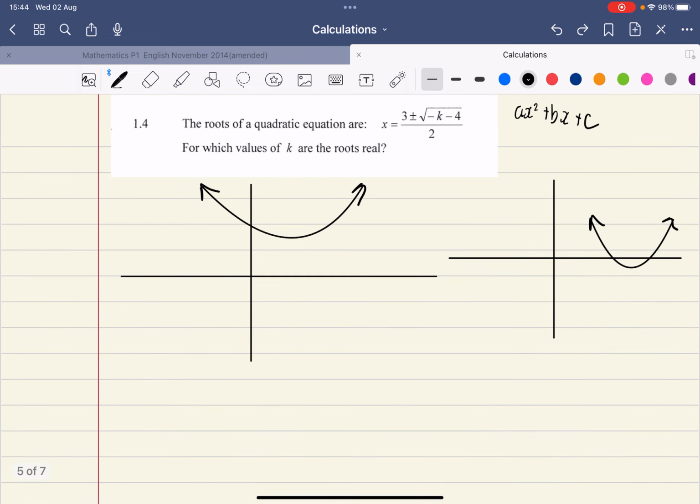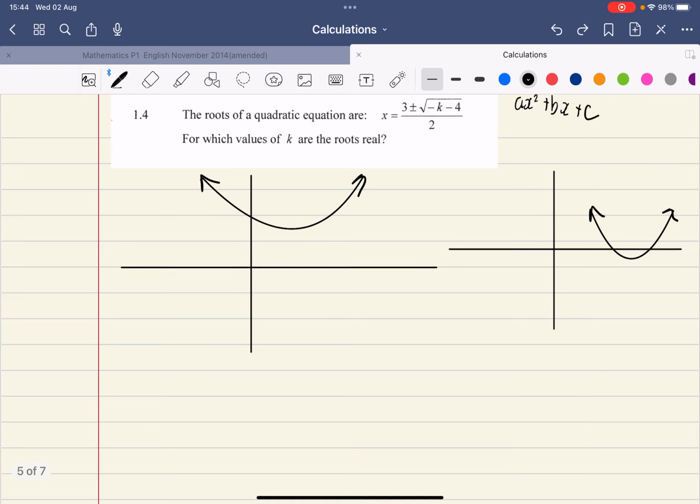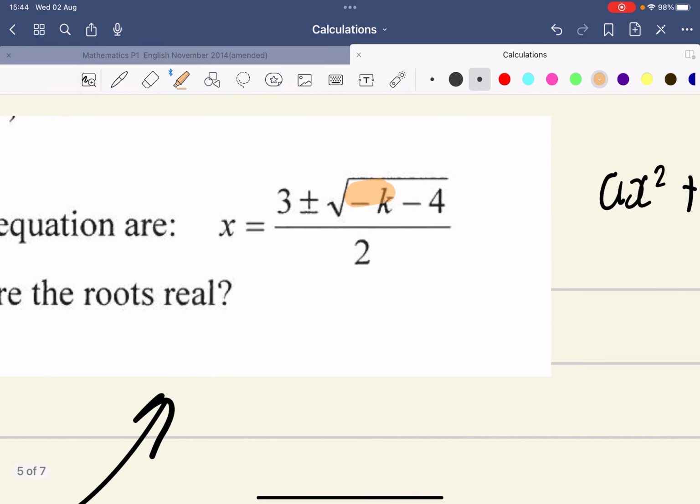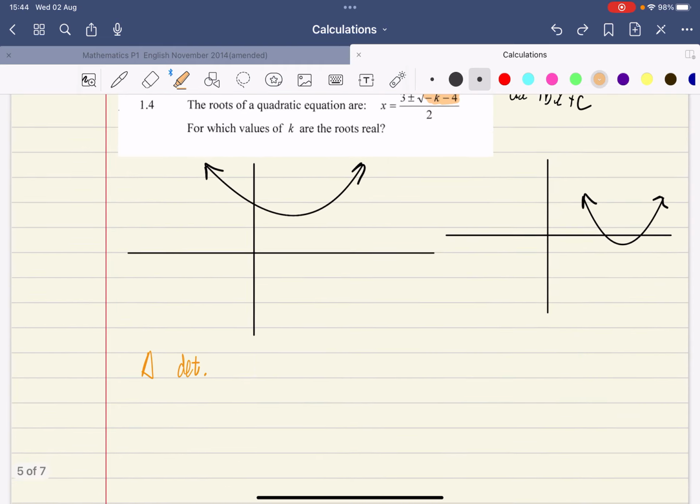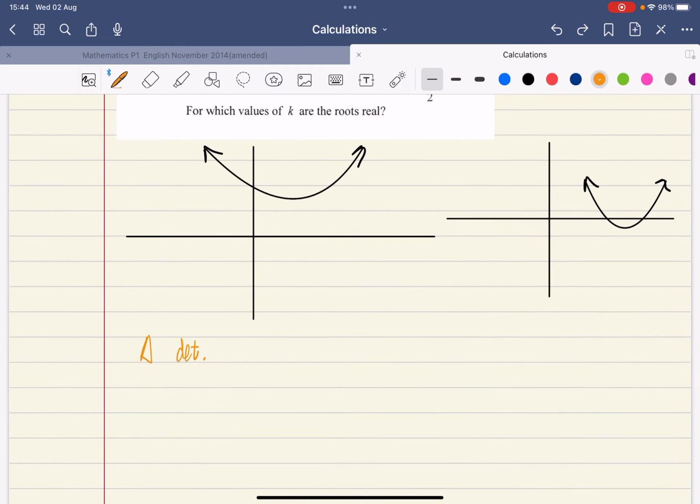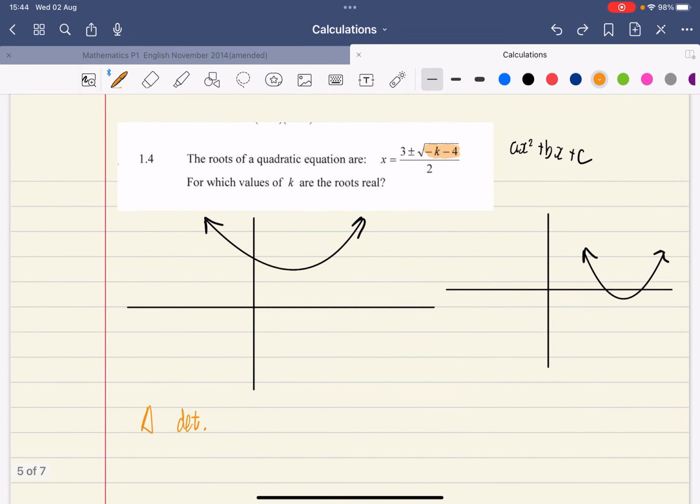Now, there's a very neat trick to figure out if a quadratic formula for a given quadratic will have real roots or not. And that is by looking at the determinant. And that is the letters and numbers under the root sign. So what I mean by that is, if you want to find out if a quadratic is real or not for its roots, all we have to do is set up the quadratic formula for that quadratic and look at its determinant.